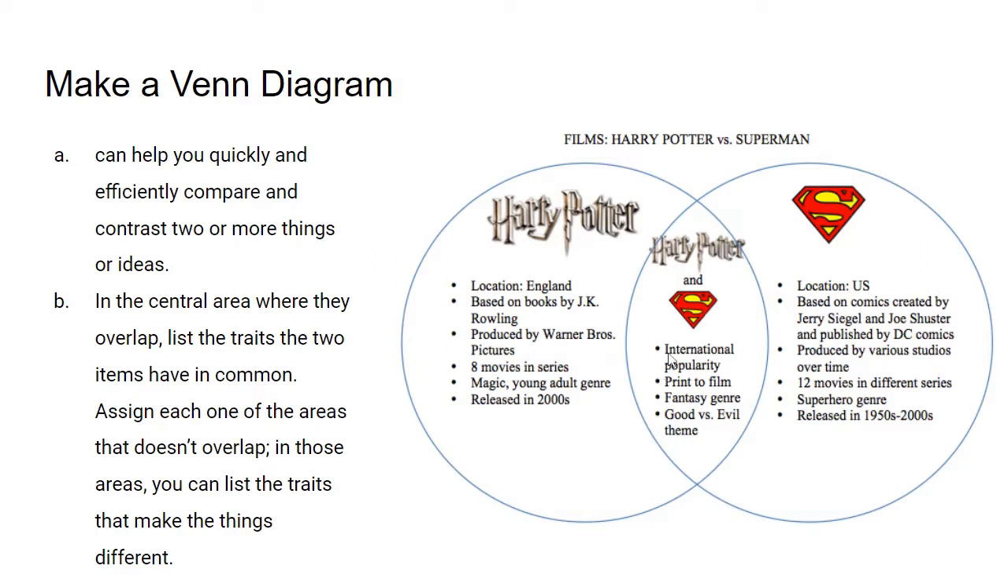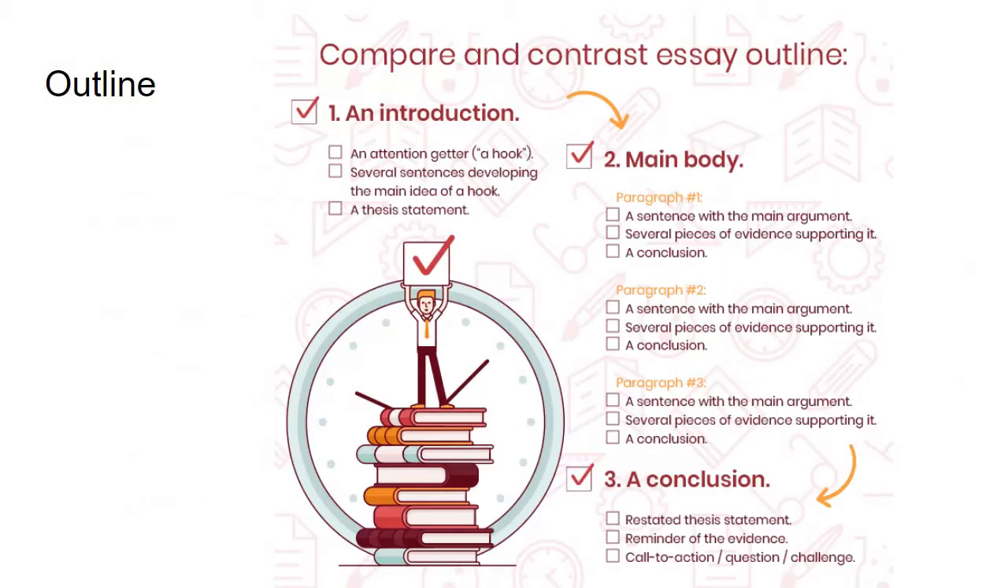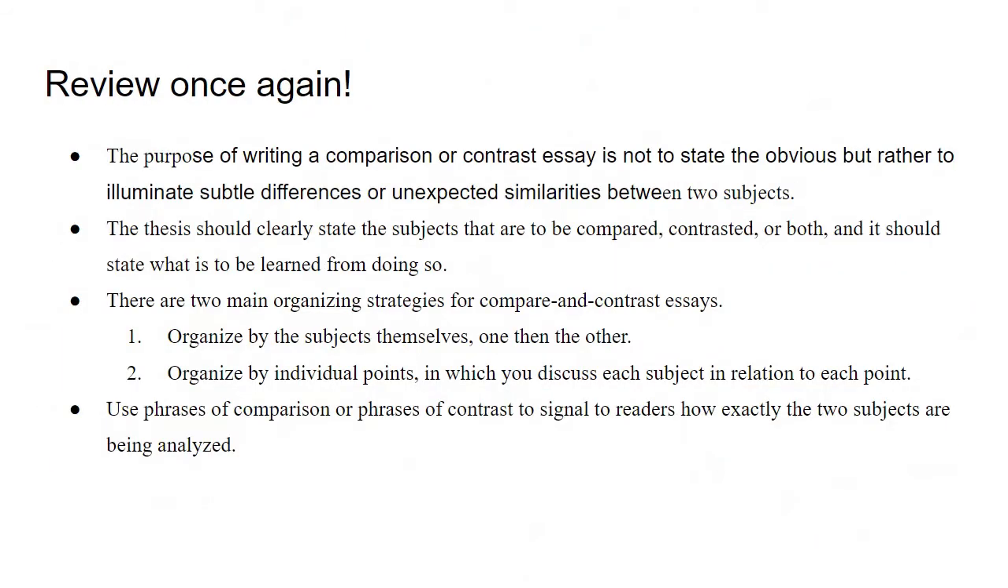The subtle difference for me was Harry Potter is from England, Superman is from the US. But most people will say that Harry Potter and Superman come from the West, dari negara barat. But there is a difference there. One is from the US, one is from the UK.